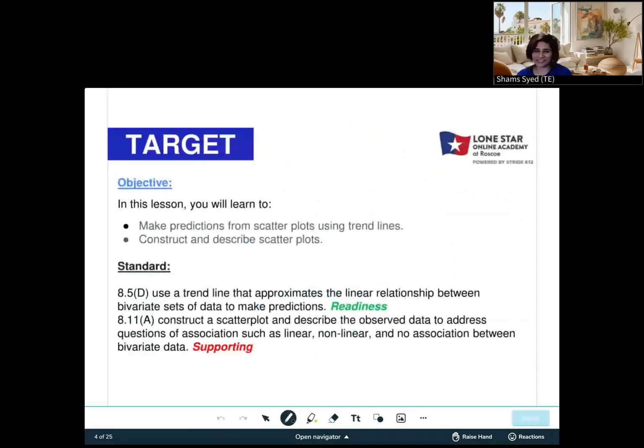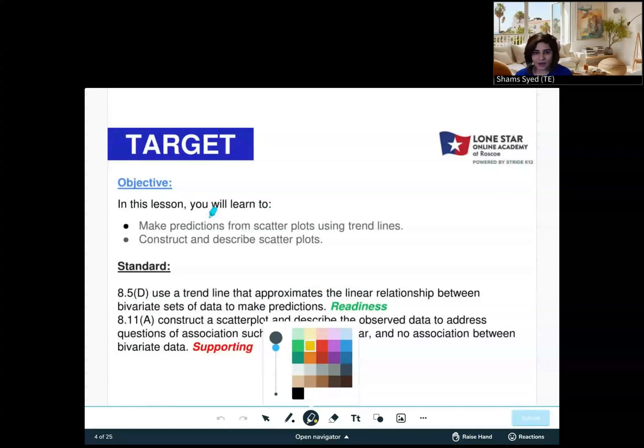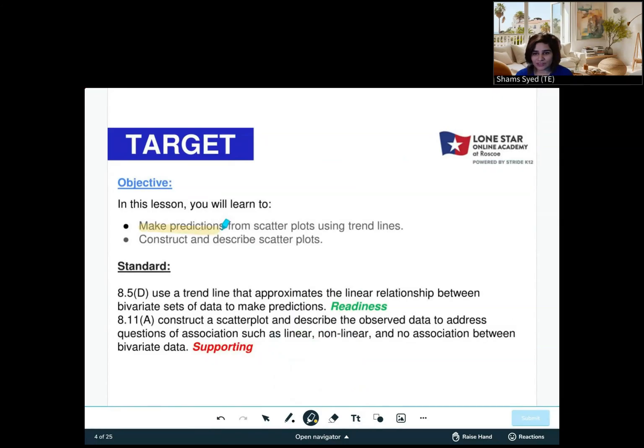Lesson target. In this lesson, you will learn to make predictions from scatter plots using trend lines. We will actually also construct and describe scatter plots. We will construct this time, partial construction.